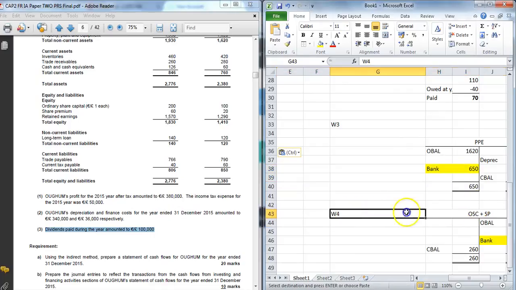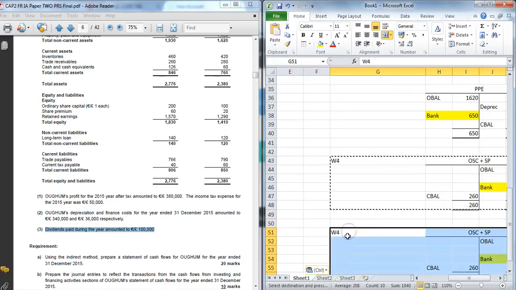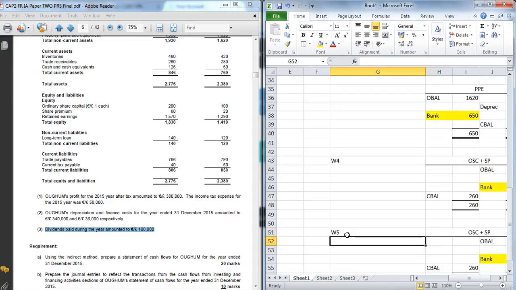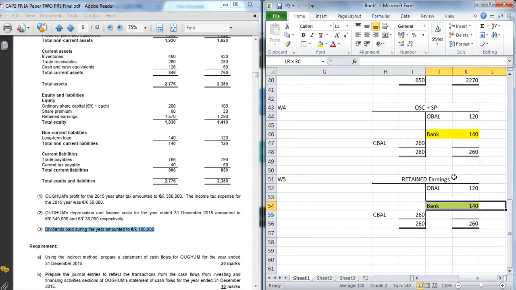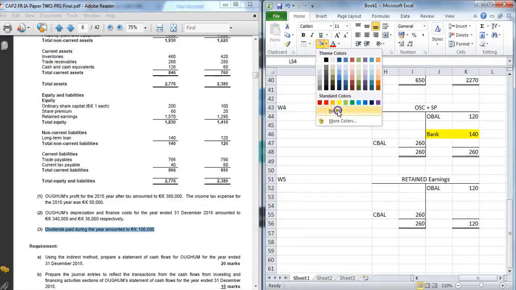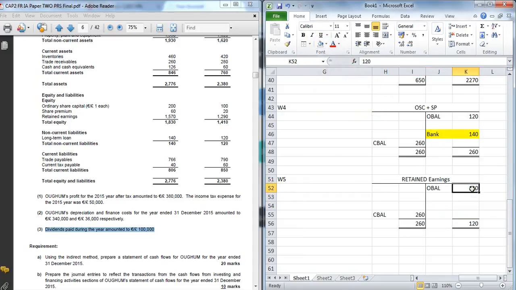So if we go over here to working 5, and we're now looking at retained earnings. The opening balance in retained earnings in this case was 1290, and the closing balance was 1570. And we're trying to explain, well, how did that come about? What happened during the year that moved retained earnings? The two main ones being profit for the year, which in this case we know is 380.